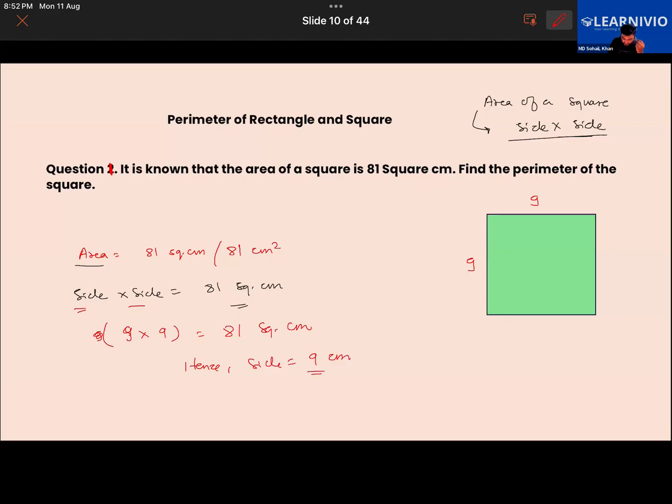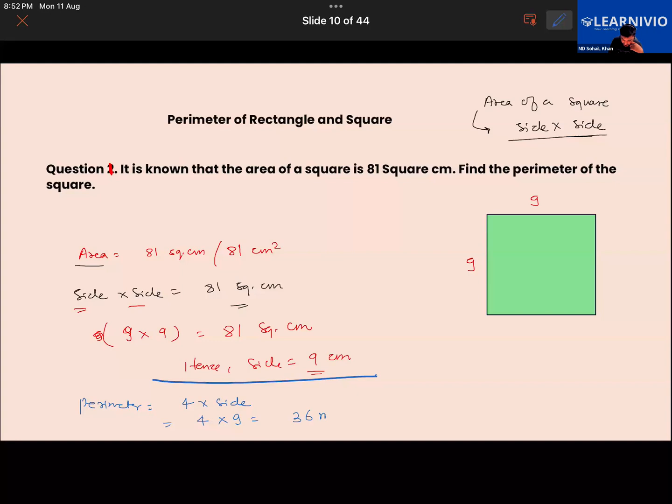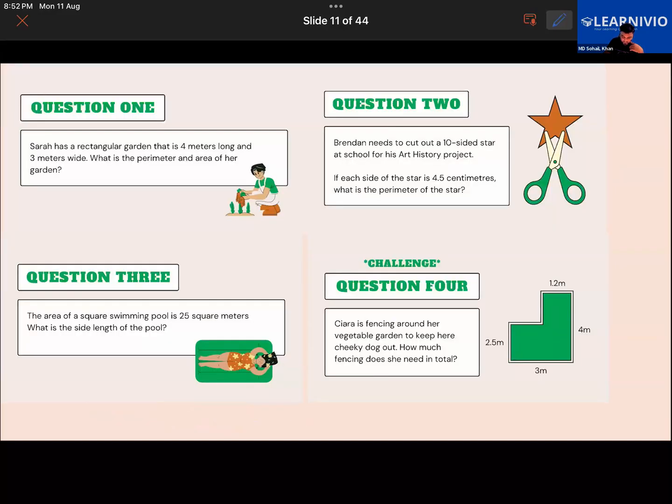Now, when you have found out the length of the side, it is easier to find the perimeter. We have to do 4 into 9, that will be 36. Exactly, 4 times the length of the side, hence 4 times 9, that is 36. Meter or centimeter? Centimeter, that's going to be. Okay, that was a good question.